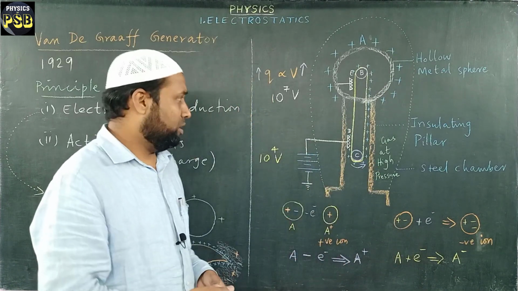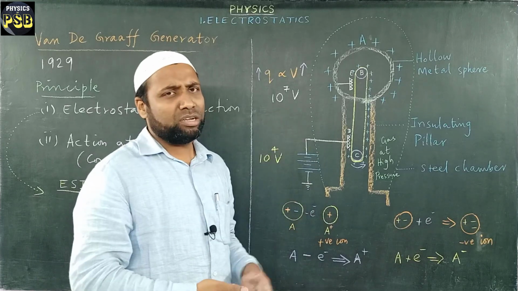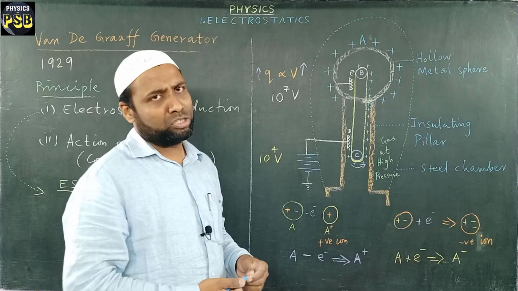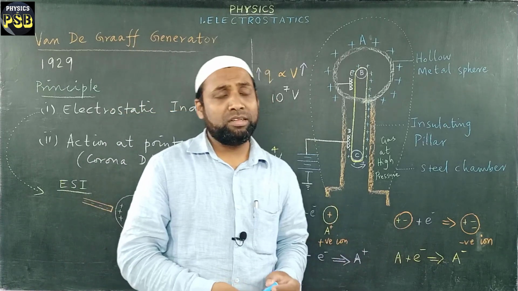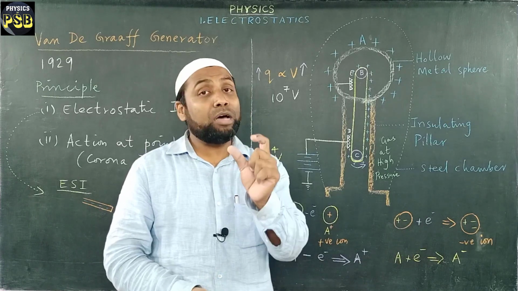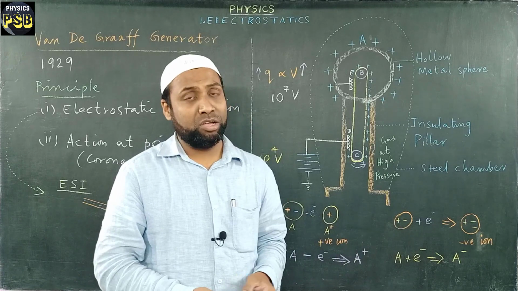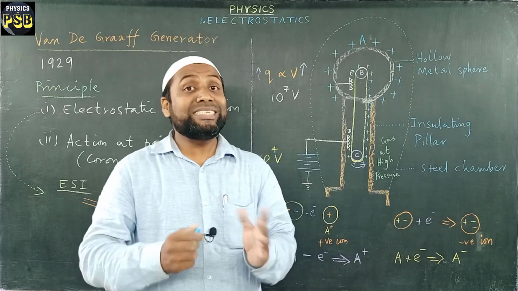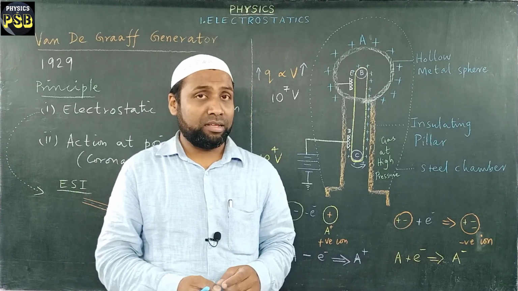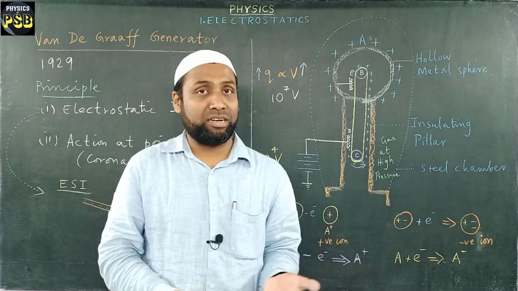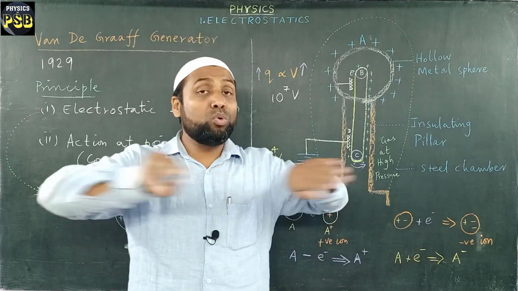Now, a question comes to our mind. What is done with such a large electric potential here? Such a high voltage is used to accelerate positive ions such as protons, used for nuclear disintegration. Here disintegration is the opposite of integration. Integration means to combine. Disintegration means to separate.